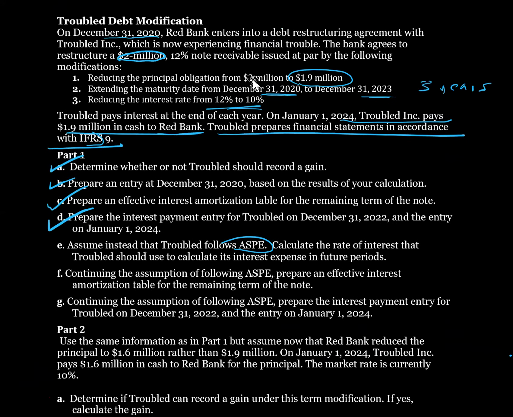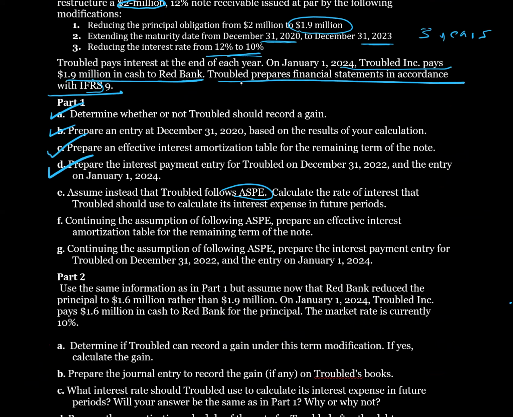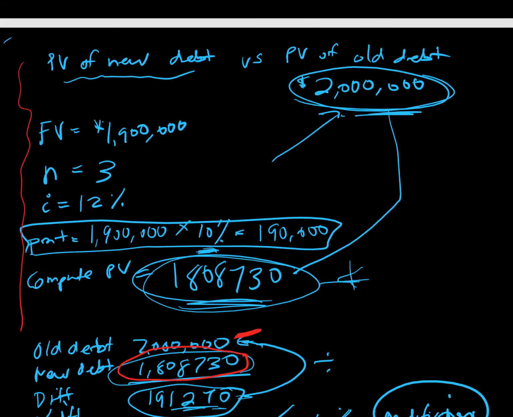Okay, so we calculated the rate of interest that Troubled should use to calculate its interest expense, which was that 7.96%. Continuing the assumption of following ASPE, prepare an effective interest amortization table. We did that. And now we need to do these journal entries. So continuing the assumption of following ASPE, prepare the interest payment entry for Troubled on December 31st, 2022, and the entry on January 1st, 2024.